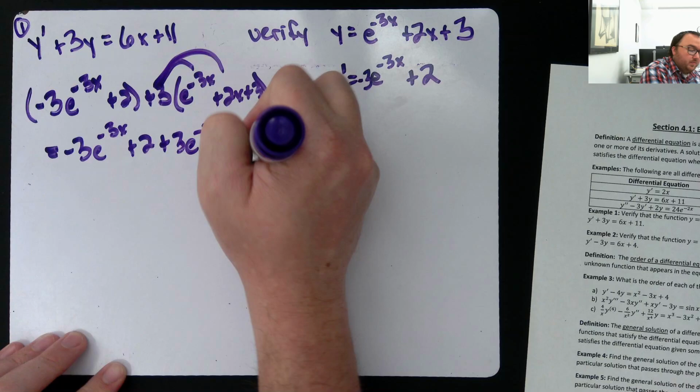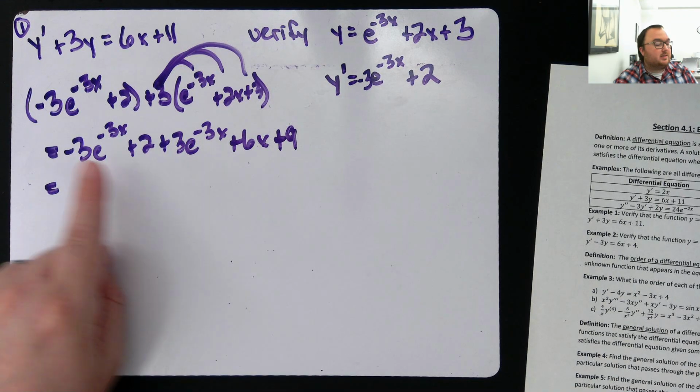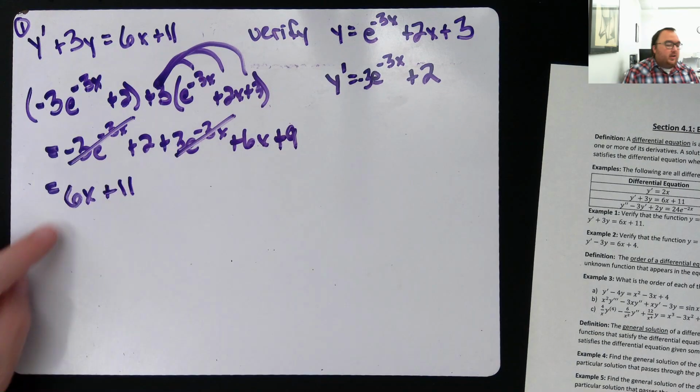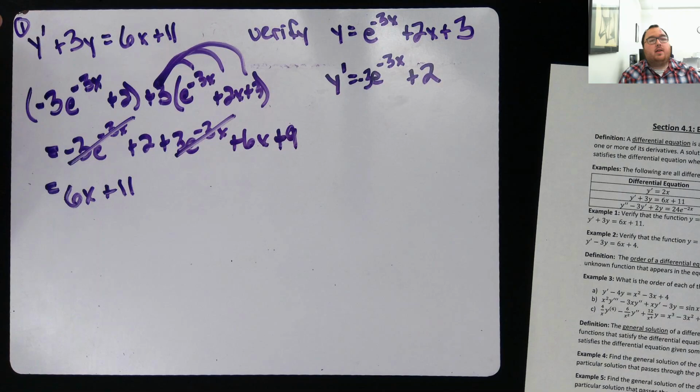Combine like terms: negative 3e to the negative 3x plus 3e to the negative 3x cancels out. So I just have 6x and then 2 plus 9, 11. Which, look at that, is what I said it should have been. So this is what I mean by y being a solution. It's that if I plug it in, it works out.